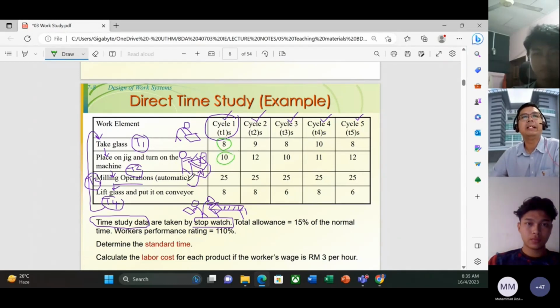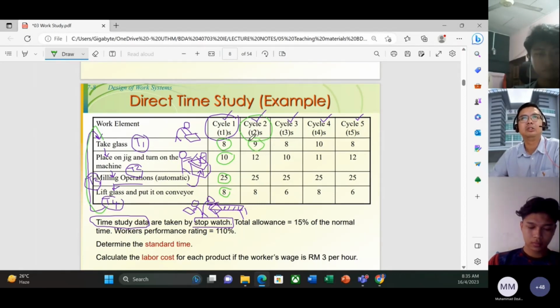Remember, the automatic machining operation will take 25 seconds. And last, for the operator to lift the glass and put it on the conveyor, we will take 8 seconds. And again and again. Cycle number two will be different from cycle number one.